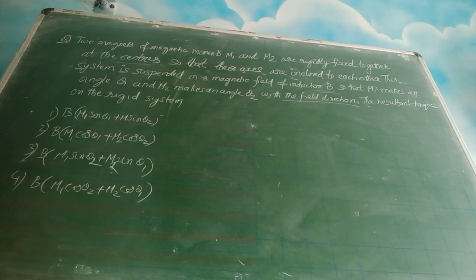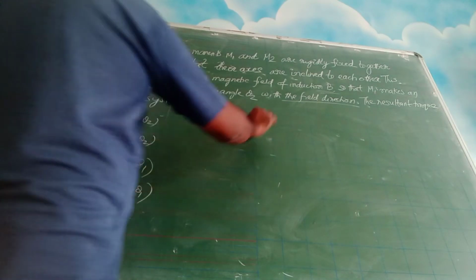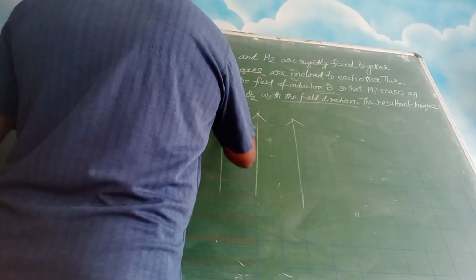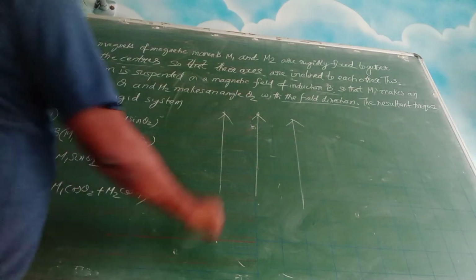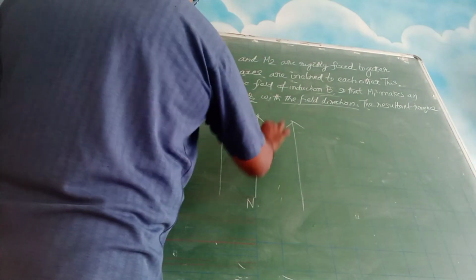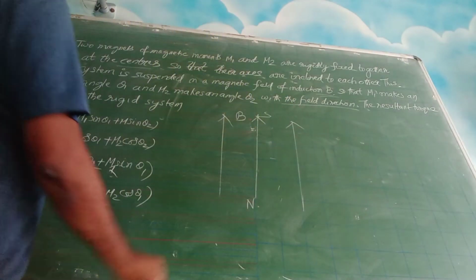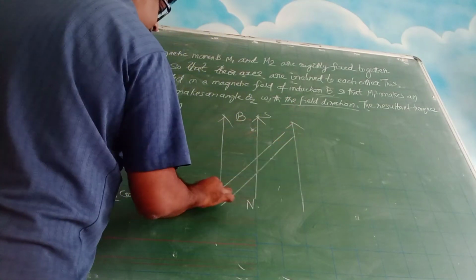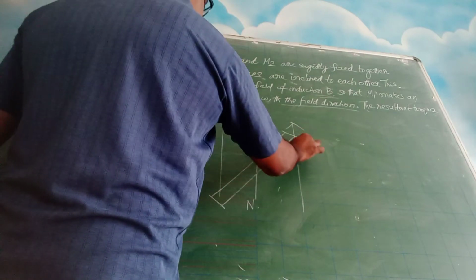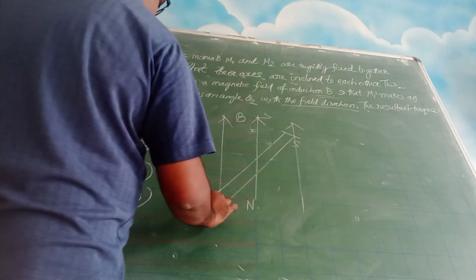The resultant torque on the rigid system is, so let us say you have a magnetic field like this, right? The magnetic field of intensity B. This is from north to south, as I told you. So you have a magnet, and let us say the south pole is here and the north pole is here.